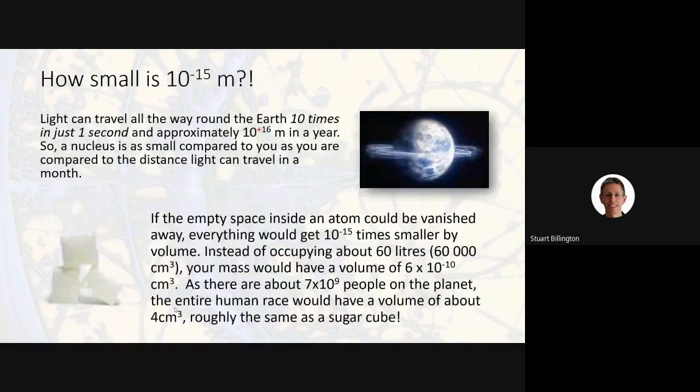Okay, so let's try and put that into context. How big is 10 to the minus 15? Well, I'm not entirely sure it is possible to get our head around it, but to give an idea, you know how fast light travels, 300,000 kilometers every single second. It can get around the Earth 10 times in a single second, and it can travel 10 to the 16 meters in a year. So we're talking about you being a small distance compared to how far light can travel in an entire month, which is a vast distance.